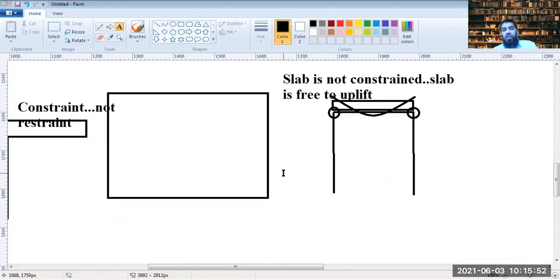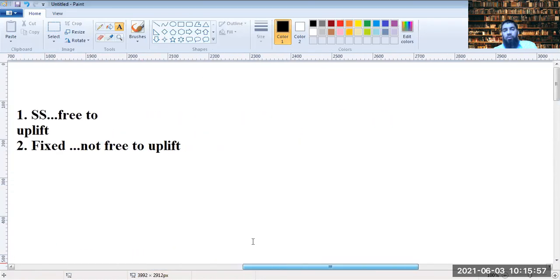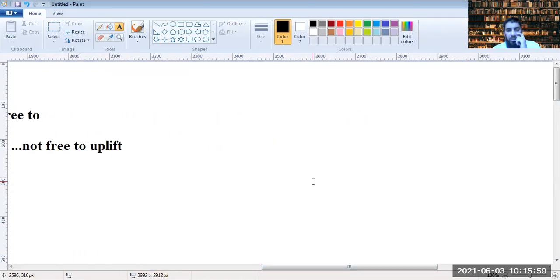Now these are the two behaviors of a two-way slab for different conditions. Now for these conditions, how do we design a two-way slab?